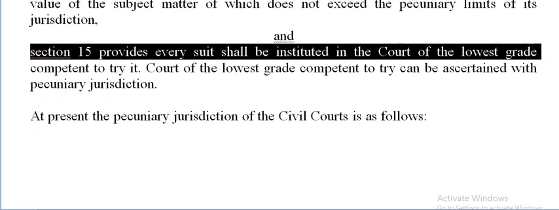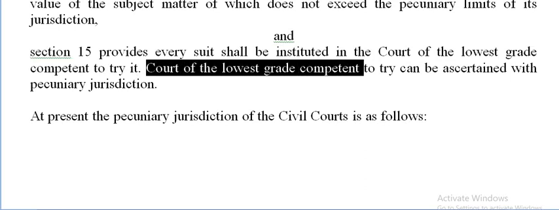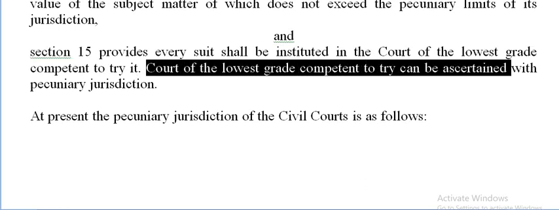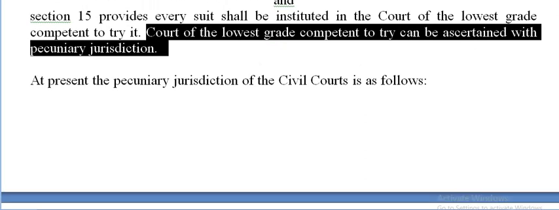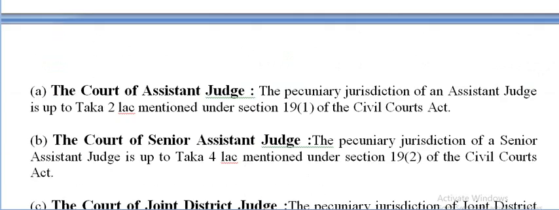And Section 15 provides every suit shall be instituted in the court of the lowest grade competent to try it. So it is a very important section to understand about jurisdiction. That means pecuniary jurisdiction. Every suit shall be instituted in the court of the lowest grade competent to try it. The court of the lowest grade competent to try can be ascertained with pecuniary jurisdiction. At present, the pecuniary jurisdiction of the civil court is as follows.